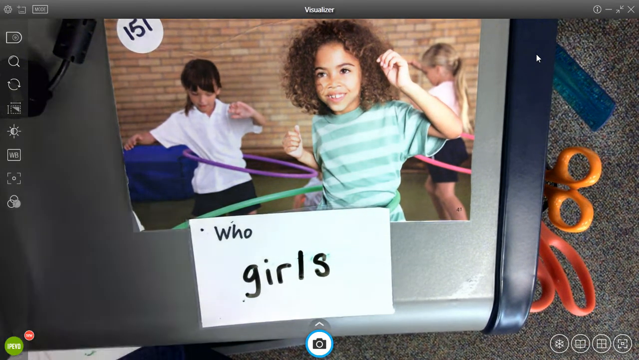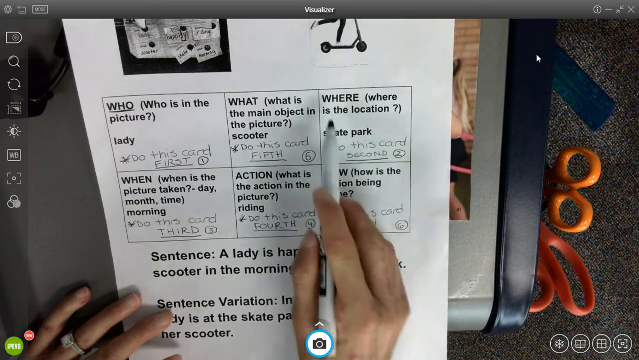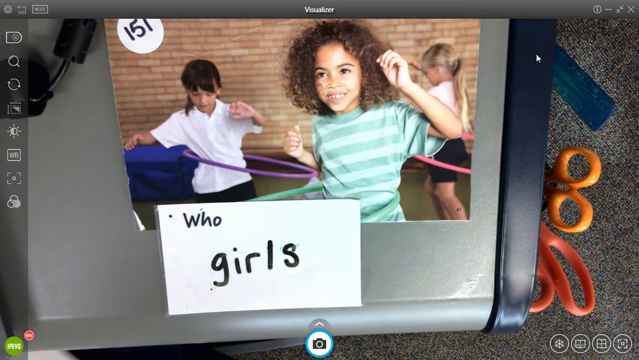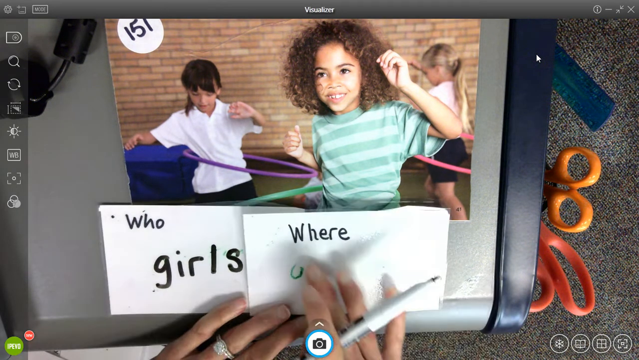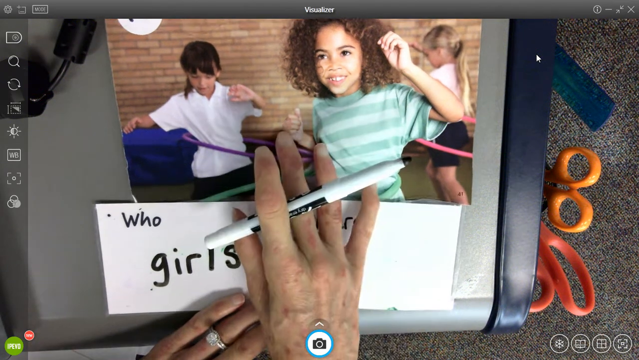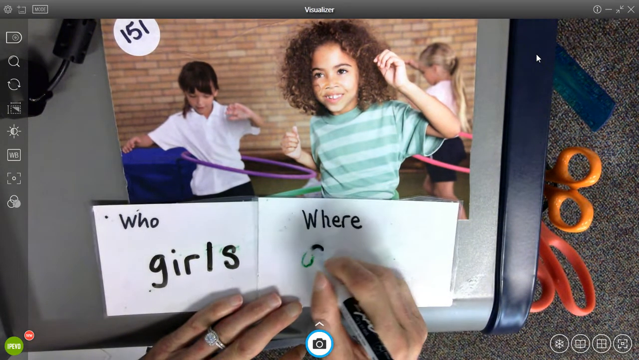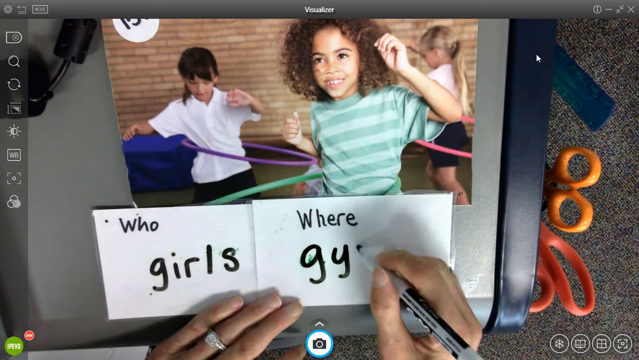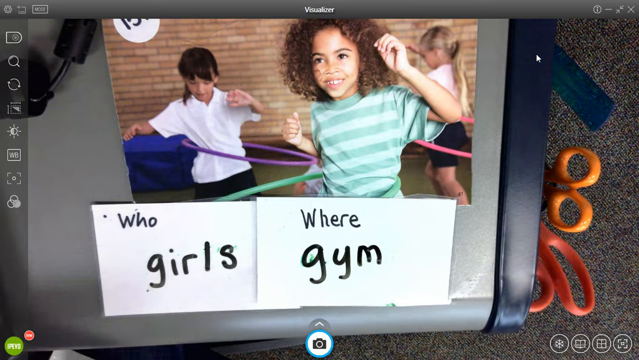And then I'm going to look at my cheat sheet again and see it tells me second I should do the where because that's another pretty easy card. So I'm going to pull out my where card and I'm going to look at my picture and think, okay, where are these girls? Again, you can come up with lots of different wheres. It's your choice. I'm going to say that they're in a gym. Looks like they're in a gym to me because I see some mats in the background, and that's just my best guess. So I've got girls, I've got gym, and then I'm going to look at my cheat sheet again.